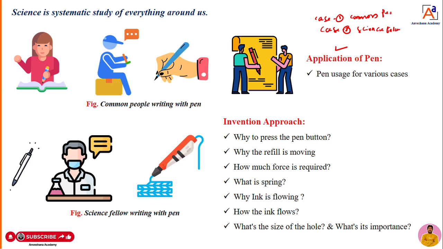So I will give the pen to common people. What will they do? They will think in only one direction. They want to use that pen and throw it. They don't want to do research behind it. Common people will not do research on this pen. Simply they will take that pen, use it for their purpose, and throw it. We can take a student, an accountant, a painter, or anyone in school or college. They will use it and throw it. This is one case.